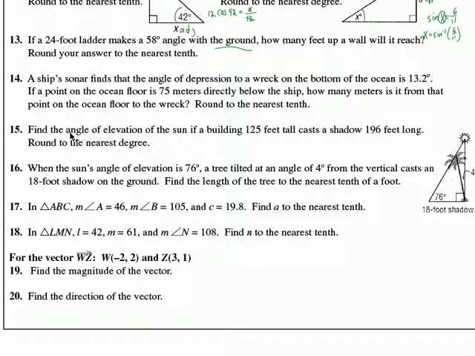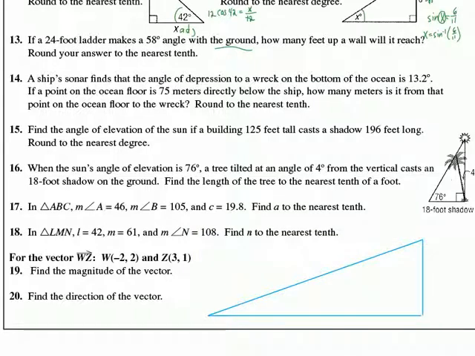All right, 15. Find the angle of elevation of the sun if a building is 125 feet tall and it casts a shadow. All right, well, let's draw it. Good thing you don't have to be an artist for this, because I wouldn't be able to do this very well. So that's the ground. There's my building right there. So the sun's out here, and it's casting a shadow like that. Does that make sense?